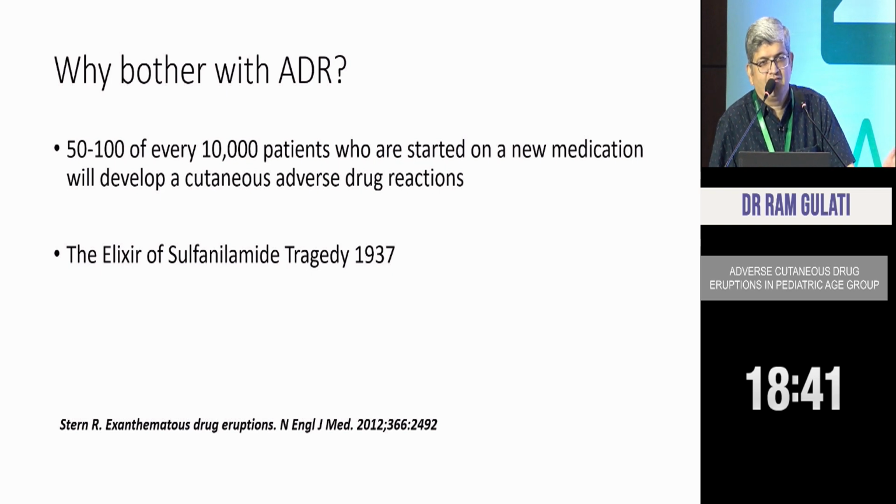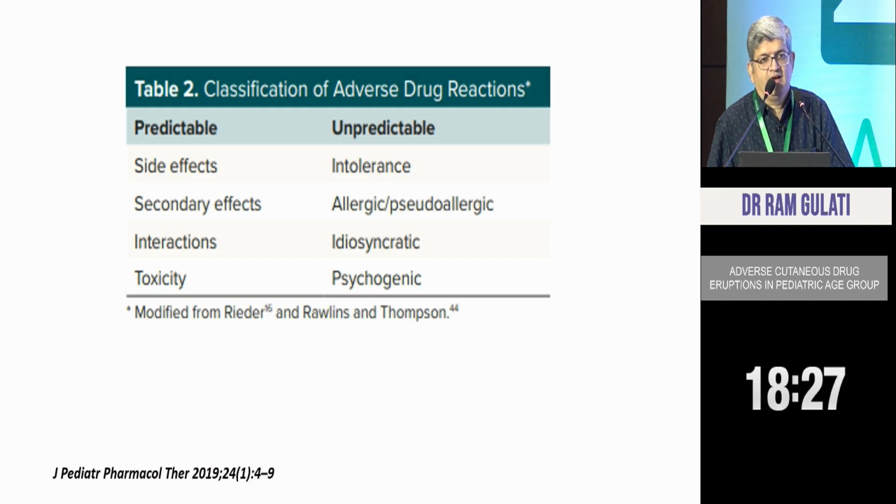We used to study forensics and toxicology. So in fact, we are dealing with toxicology on a daily basis. Almost up to 1% of the patients who are started on a new medication will have some kind of a cutaneous adverse drug reaction. And if you classify the drug reactions, they are classified as type A and type B. Type A is predictable.